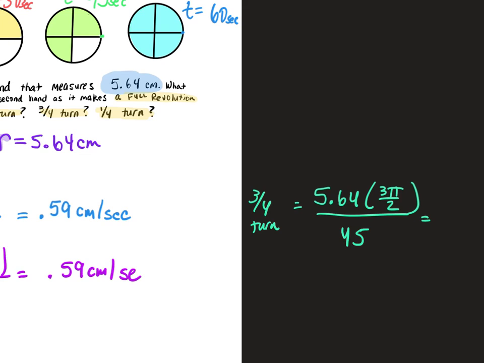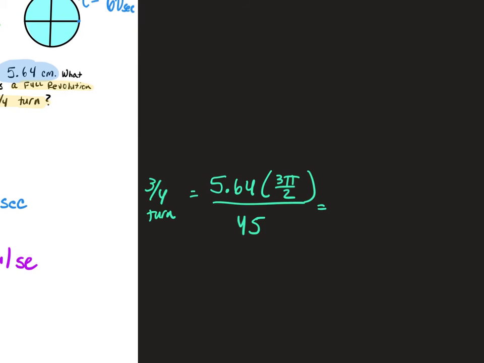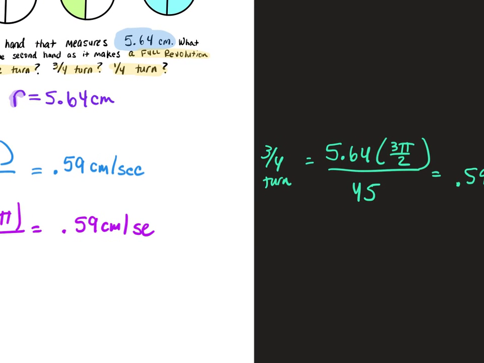So let's do that in our calculator. 5.64 times, I'm going to say 3 pi divided by 2. And then divide that by 45. What'd you guys get? I got 0.59 centimeters per second again. Okay. Let's do the last one, a 1/4 turn.